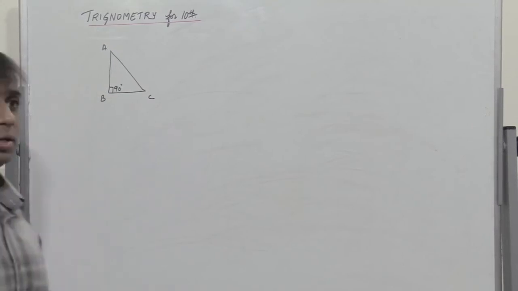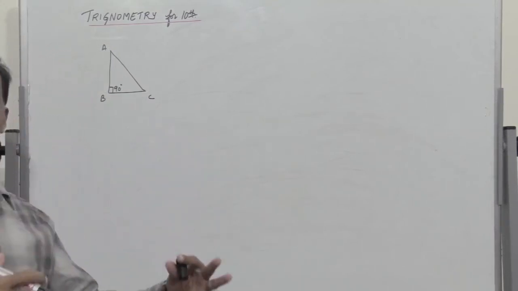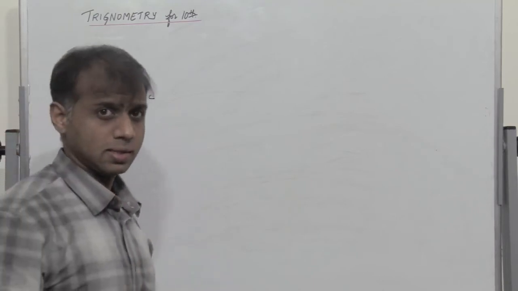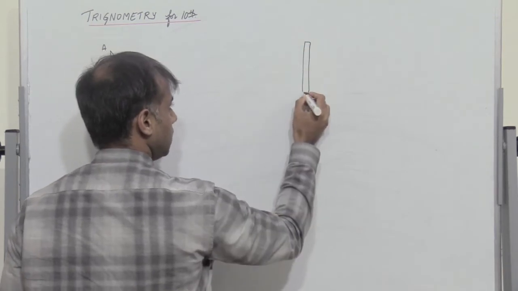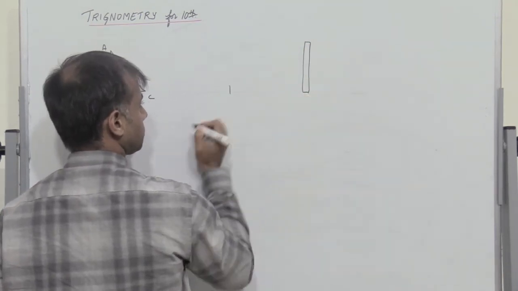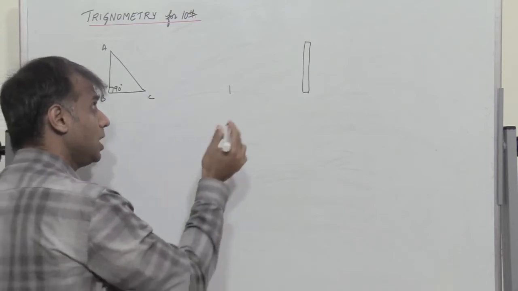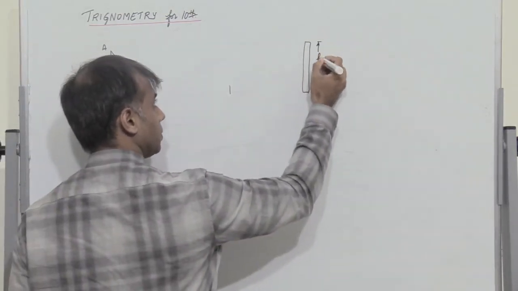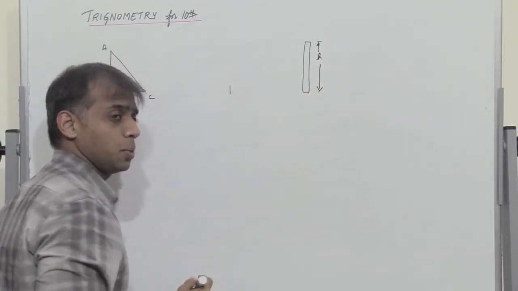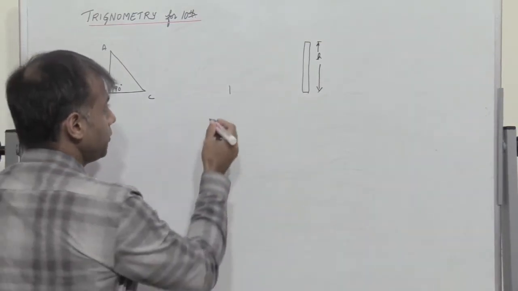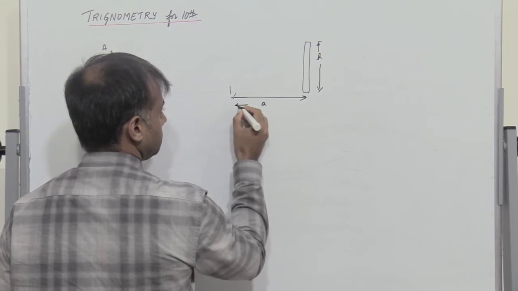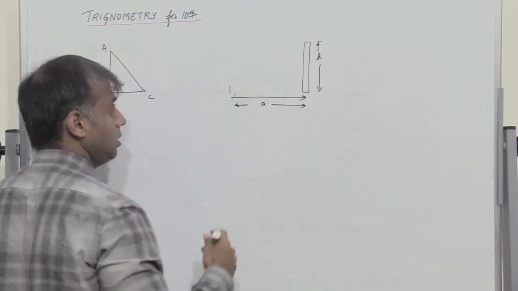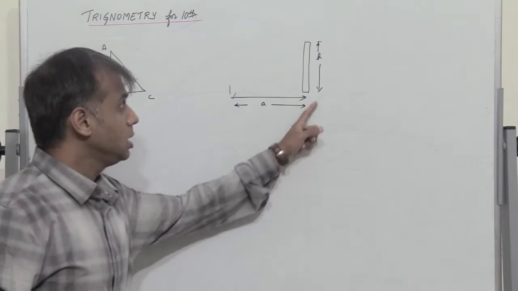Now why is trigonometry so important? Many examples have been given even in your textbook. So let's assume that there is a tall building, right? And I'm standing here, and I would like to find the height of the building without measuring it. Is it possible? Yes, it's possible. So if we know the distance A, then I can find the height of a building without even calculating it.